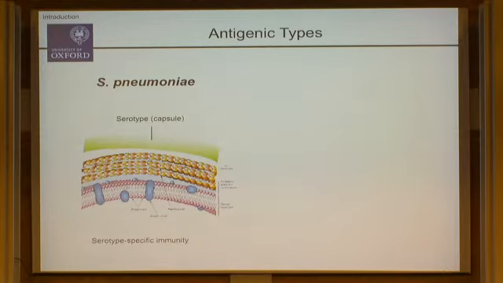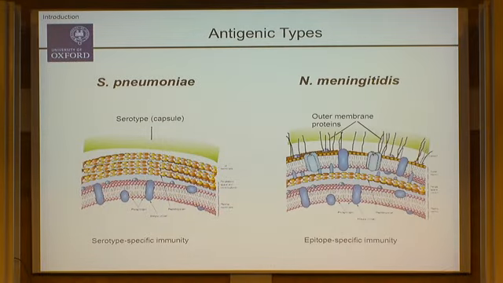There's just some pictures. So if you contrast the pneumococcus with the meningococcus, you have a completely different picture in terms of what are the dominant targets of immunity. So in the pneumococcus, as I said, the capsule is a dominant target and the serotypes are defined on the basis of the capsule.